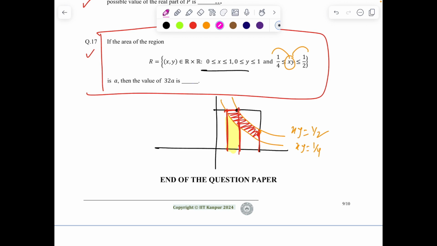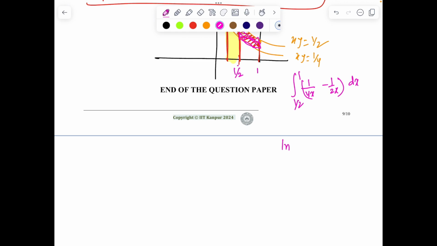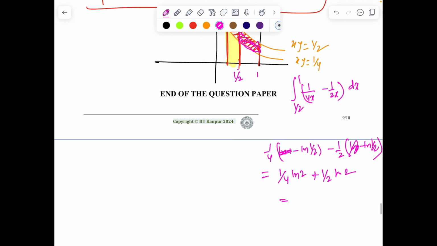So the area of chunk 1 is again not difficult, because this region is the integral from 1 by 2 to 1, integral half to 1, of (1 by 4x minus 1 by 2x) dx. So that gives you ln of 1 minus ln half. The first integral will become 1 by 4 (ln 1 minus ln half) and minus 1 by 2 (ln 1 minus ln half). So ln 1 is gone, so it's 1 by 4 ln 2 because ln half is minus. And this is again ln 1 gone, and we have plus 1 by 2 ln 2. So this gives, let's check the calculation.